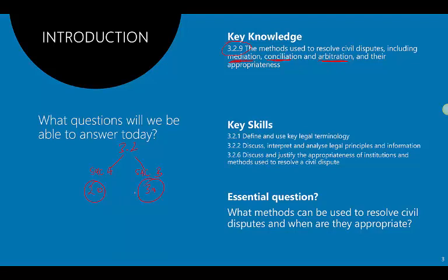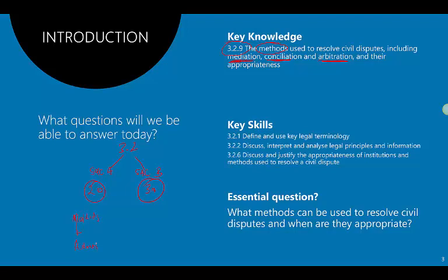Why we're doing 3.2.9 now is because this is about methods used to resolve civil disputes. Dot point 3.2.4 is about avenues you can go down to solve civil disputes, so Consumer Affairs Victoria and VCAT. What that enables us to do in my class is to have a SAC on key concepts in civil law, methods to resolve disputes, and avenues to resolve disputes.